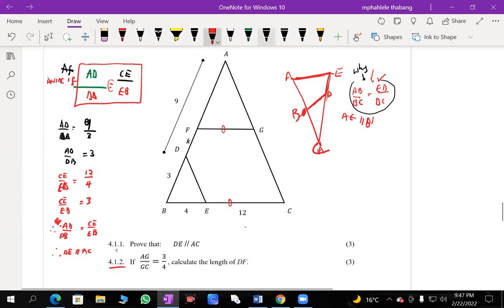But for now, that's what the examiner wanted with this question. That's why you can say AG over GC equals AF over FB, because you conclude in your mind that FG is parallel to BC.